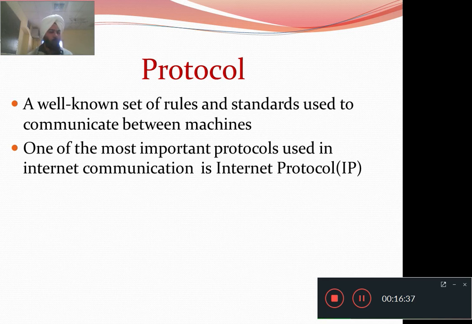One of the most important protocols used in internet communication is Internet Protocol, also known as IP.